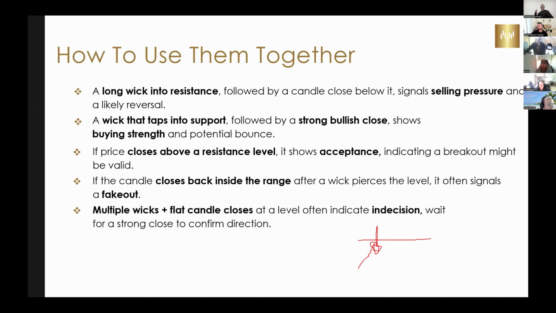Multiple wicks plus flat candle closes at a level often indicates indecision. Wait for a strong close to confirm. Multiple wicks plus flat candle closes. Yep, those candles that just have no wick on them. That also indicates.